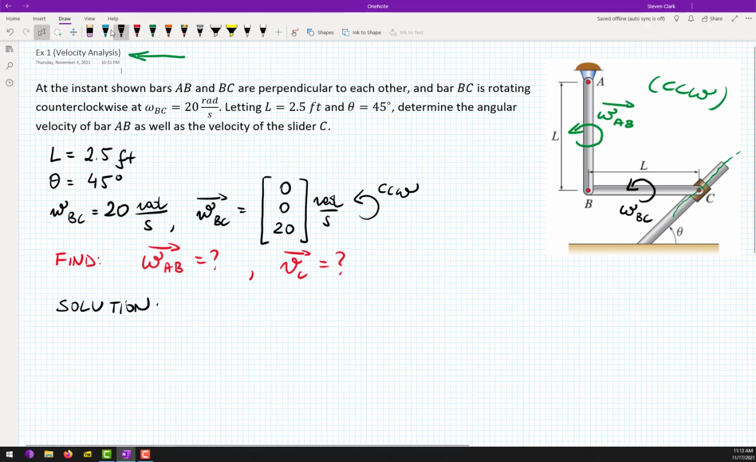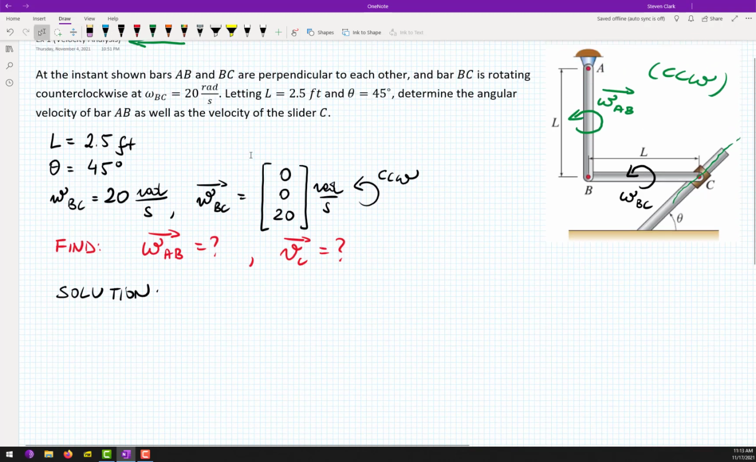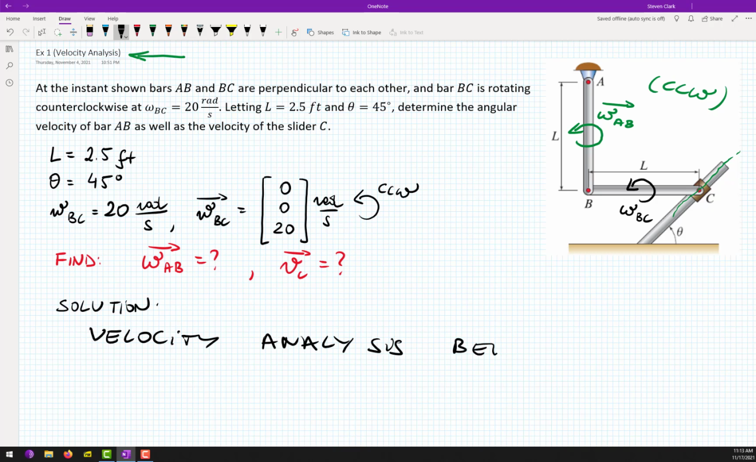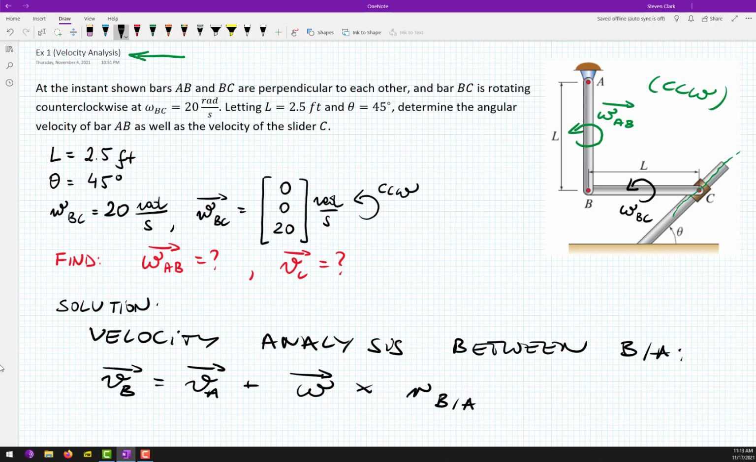So how would I solve that problem? I would start with velocity analysis between, let's say, points A and B. Solution: velocity analysis between B and A, B with respect to A. So our velocity B is equal to velocity A plus omega of a certain body times R B with respect to A.